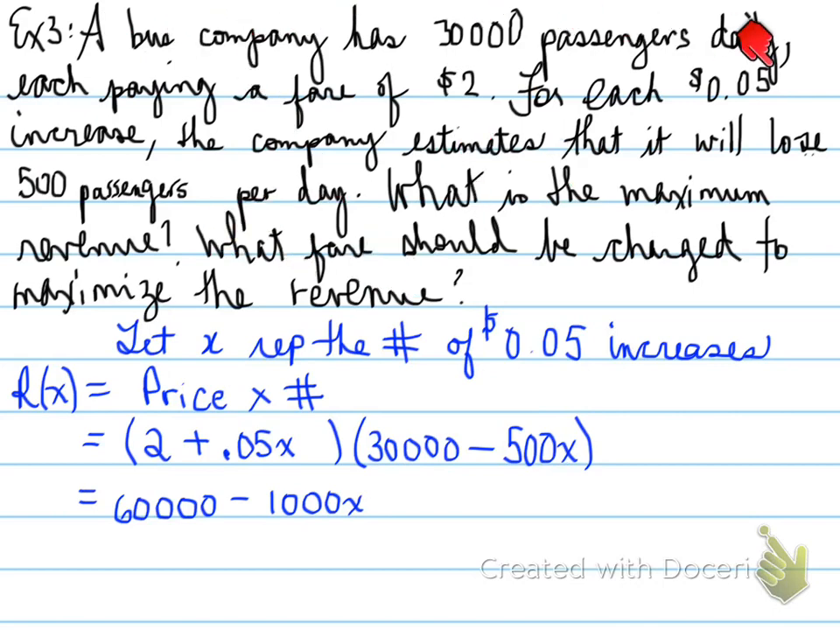A bus company has 30,000 passengers, each paying a fare of $2. Each 5-cent increase, the company estimates that it will lose 500 passengers per day. So we need to know the maximum revenue. To figure out the maximum revenue, we have to take this equation that we're trying to do, find the equation, and find the vertex. It is not in vertex form right now.